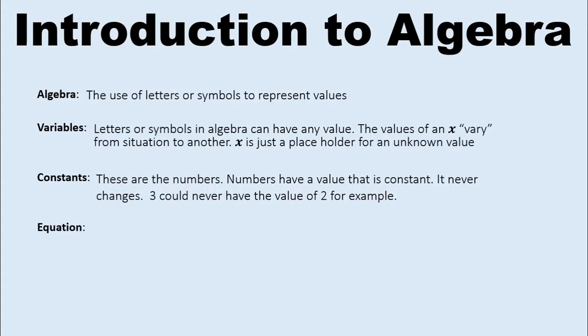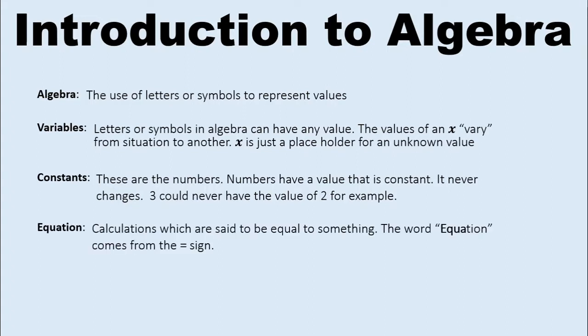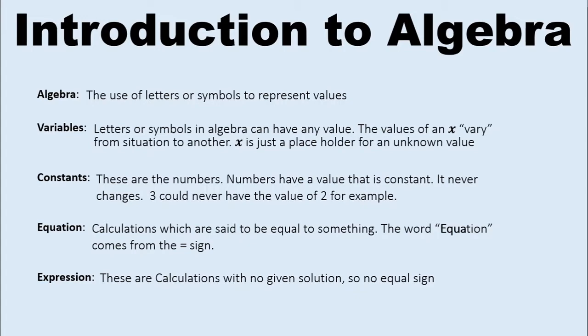Equations are just basically sets of calculations, but they are set equal to something. The word equation comes from the equal sign that you'll see in them. Expressions do not have equal signs. They are simply a set of calculations with no given solution.